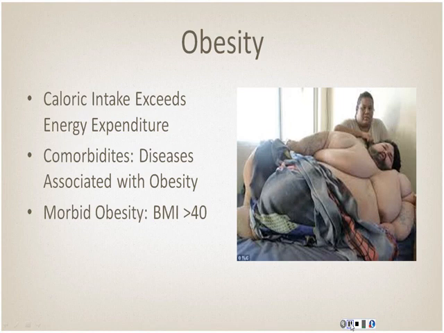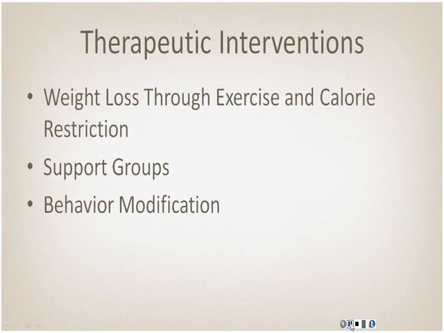A small percentage of obesity is attributed to metabolic and endocrine types of abnormalities, but for the most part it's due to a caloric intake that exceeds energy expenditure, so too much in, not enough out, basically. Comorbidities include atherosclerosis, heart disease, diabetes, hypertension, sleep apnea, osteoarthritis, certainly decreased mobility that can lead to a lot of different issues, depression and low self-esteem as well. A BMI greater than 40 is considered to be morbidly obese, and they may experience severe sleep apnea or heart failure, which can be life-threatening.